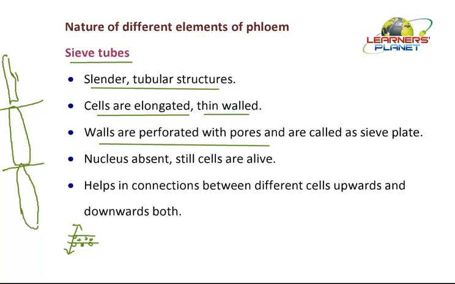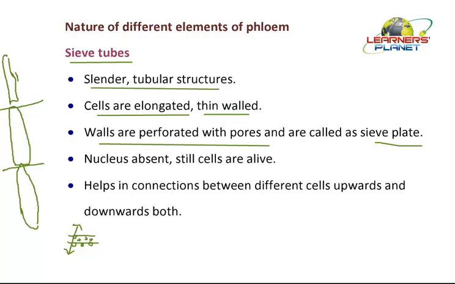But it cannot be called a vessel because it is not completely continuous. The wall is not completely dissolved, so we call the structure a sieve plate. This perforated disc between two adjacent cells is known as the sieve plate, and a row of such cells is known as a sieve tube.